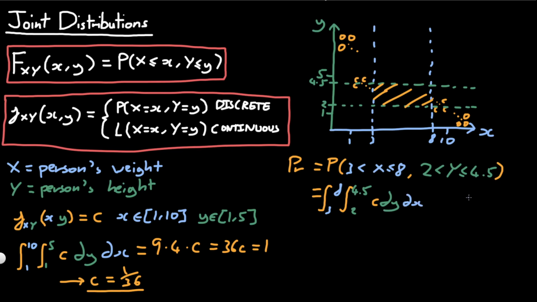Okay, and in this case, this is a simple volume, so we can put that down now, and say that this is simply 5, like I said before, times 2.5, times c. In this case, we actually know what c is now. We remember, we've calculated that before. This is 1 over 36. And this is 25 over 72. And there you go. We have found the probability that a person's weight will be between 3 and 8, and that their height will be between 2 and 4.5.